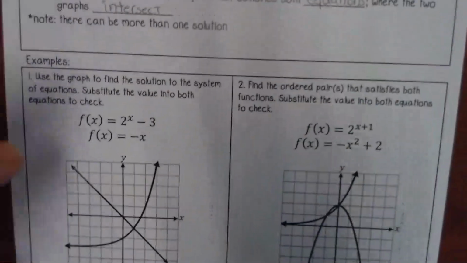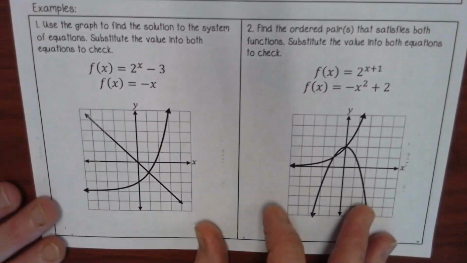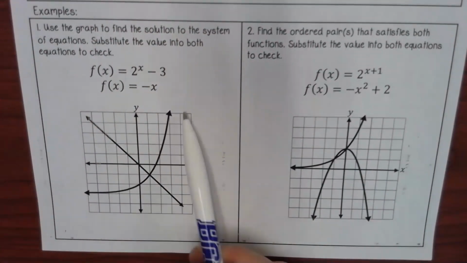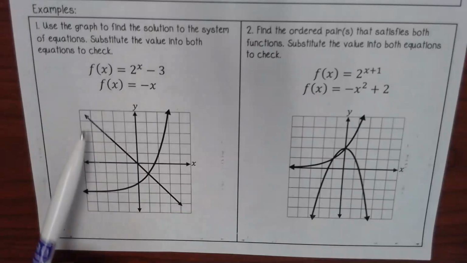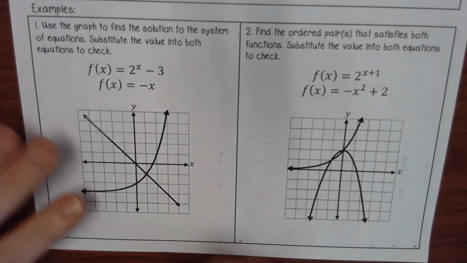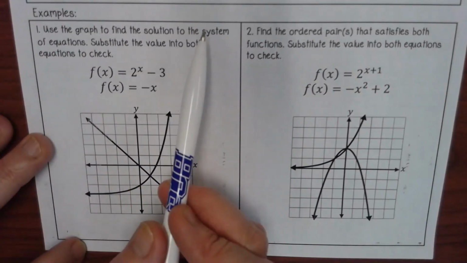All right, let's just try a couple more examples and we'll be ready to roll. Okay, so notice this is an exponential here. That's an exponential, and this is a linear, and there's a linear. And it says use the graph to find the solution.